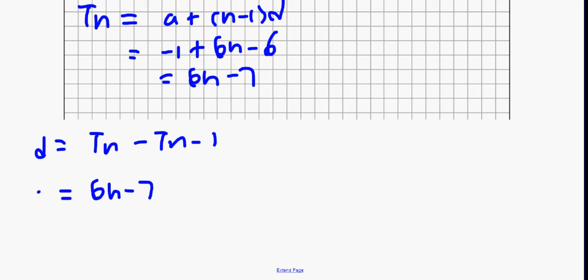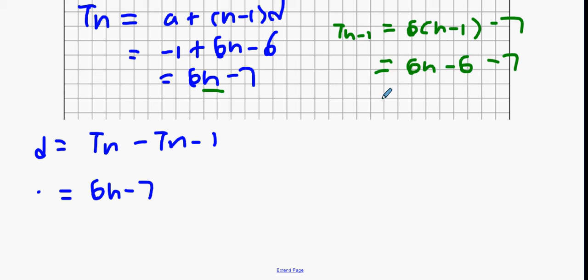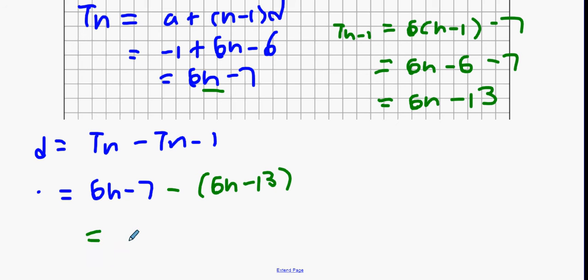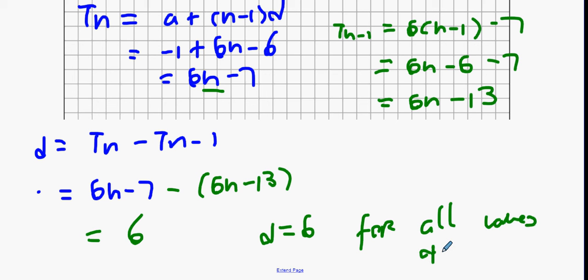So, we're going to do tn minus 1. So we're going to replace n with n minus 1. So tn minus 1 is 6 times n minus 1 minus 7, which is 6n minus 6 minus 7, which is 6n minus 13. And as expected, when you multiply this out, the gap is 6. D equals 6 for all values of n, element n.